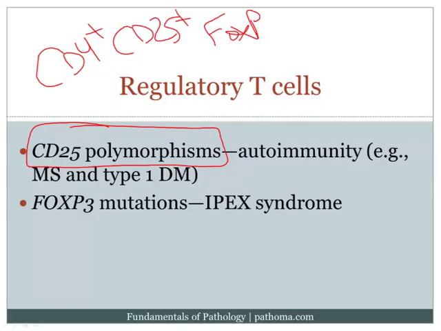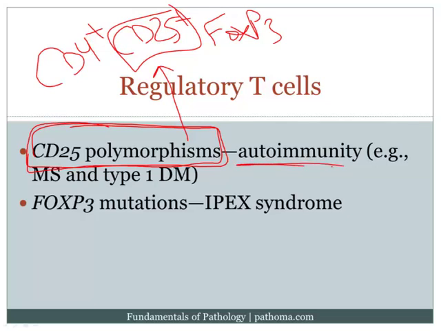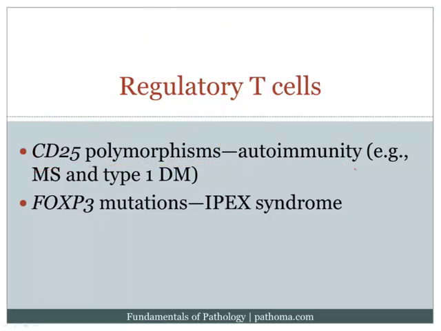So if we have polymorphisms of CD25, which is part of the IL-2 receptor, and IL-2 is essential for development and survival of regulatory T cells, perhaps CD25 polymorphisms are affecting the regulatory T cell subset and therefore resulting in autoimmunity. So there is an association of CD25 polymorphisms with autoimmunity, for example, multiple sclerosis and type 1 diabetes.